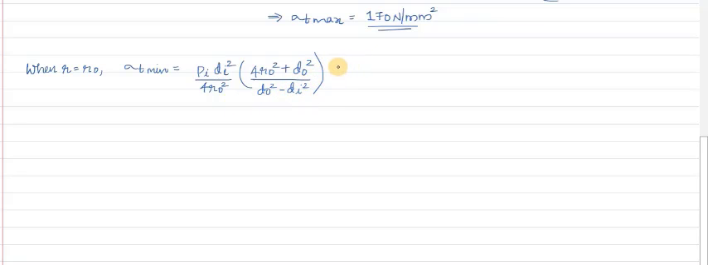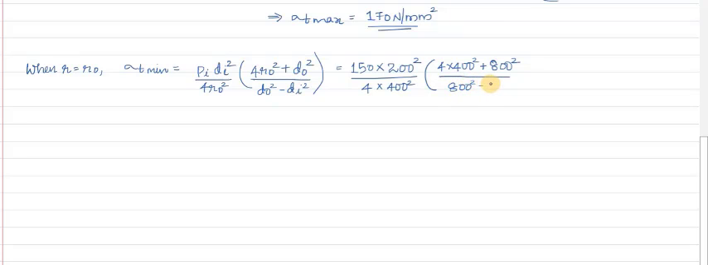And here we can directly substitute the values which we already know. Pi is 150 and the inner diameter is 200, so 200 square, divided by 4 into 400 square, since the outer diameter is 800 and the radius is 400, into 4 into 400 square plus 800 square, divided by 800 square minus 200 square. When we substitute the values, the final value is 20 Newton per mm square. So the first part of the question is over.